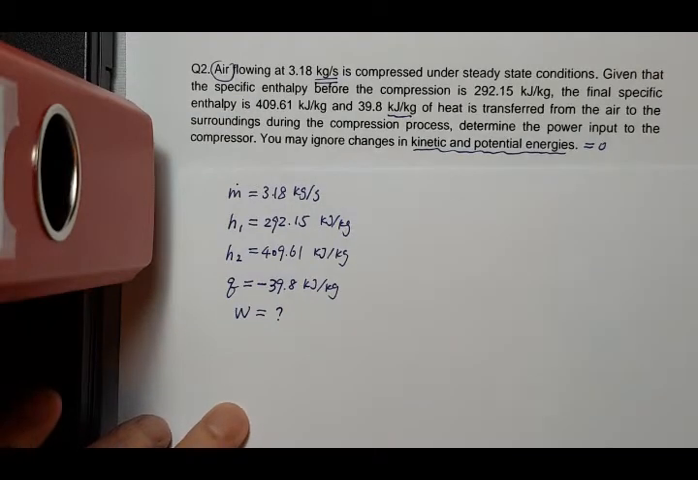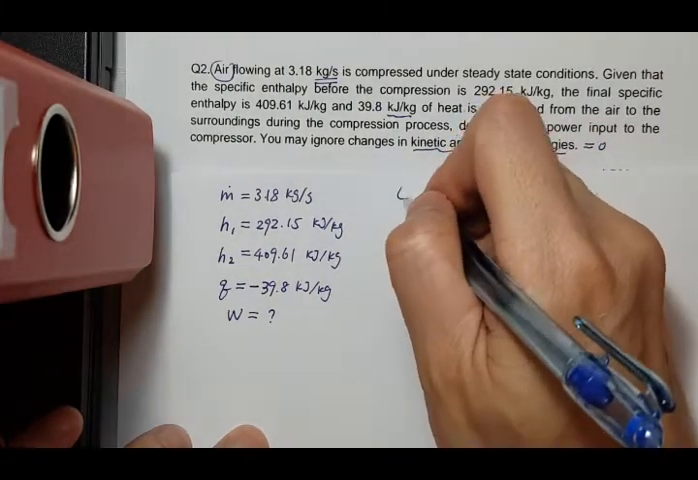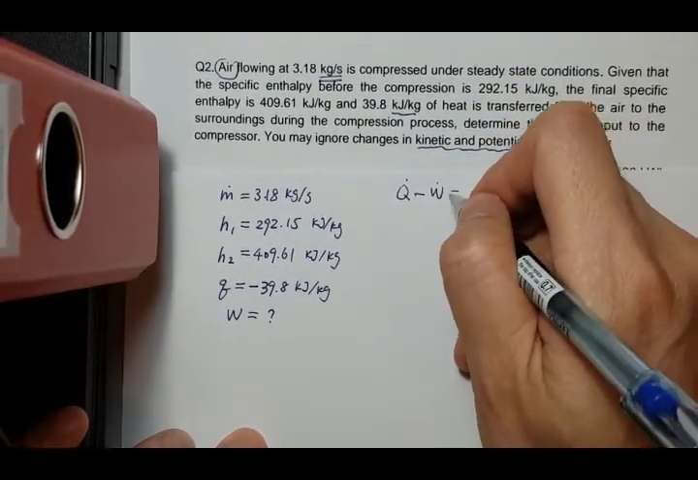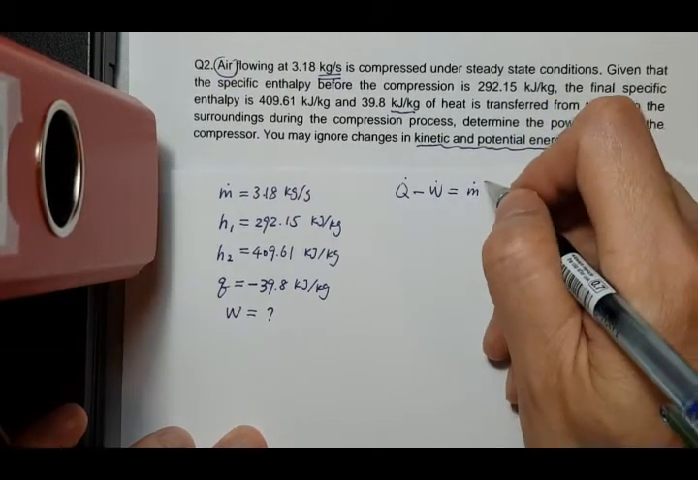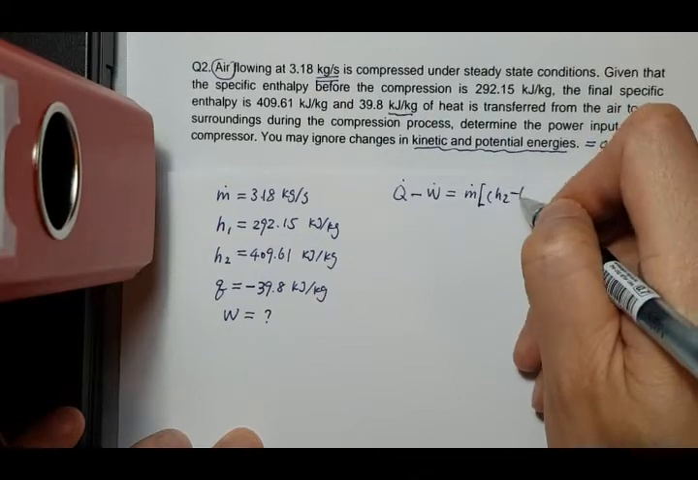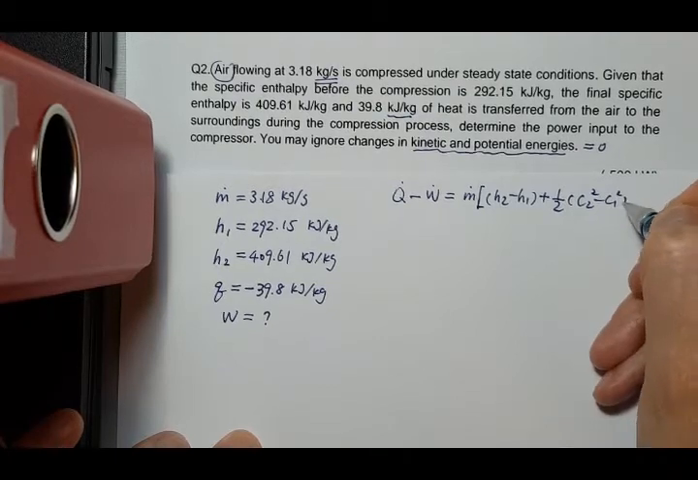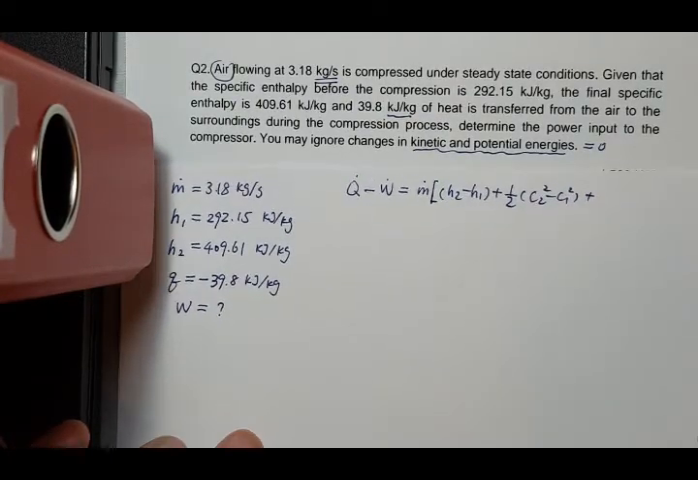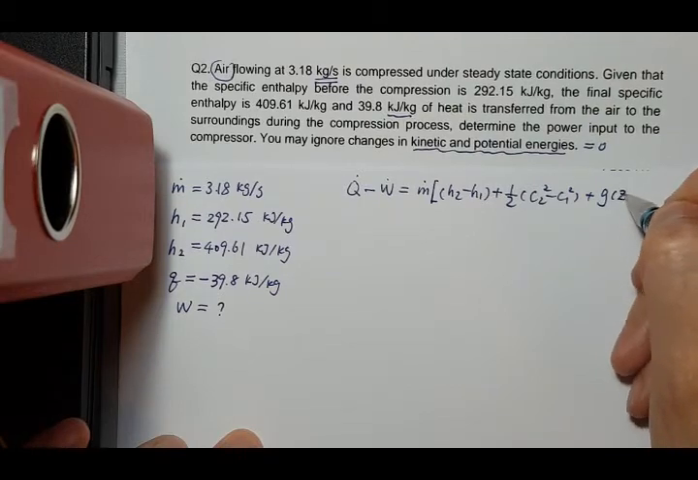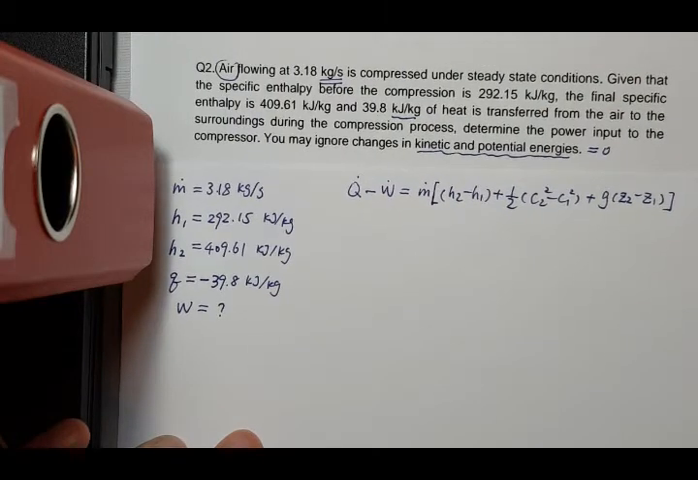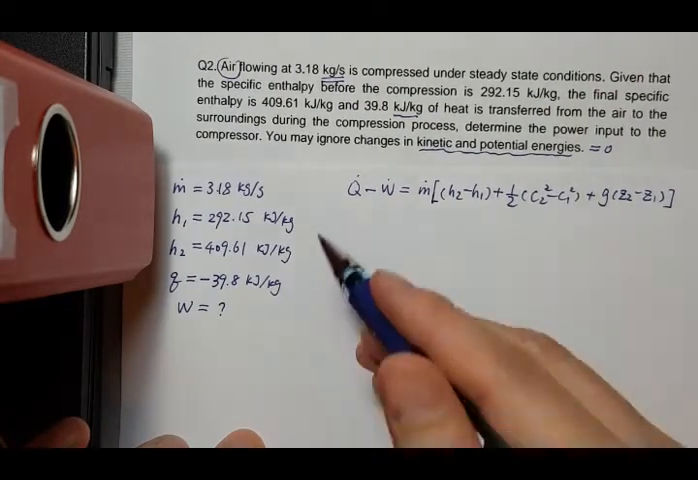So first of all, I would just recommend you write that down, copy that down. So we have Q dot subtract W dot is equal to M dot (H2 subtract H1) plus (C2 square minus C1 square) and g(Z2 subtract Z1). So you just copy this long equation down, and then we look at this particular question to see how we can simplify this long equation.